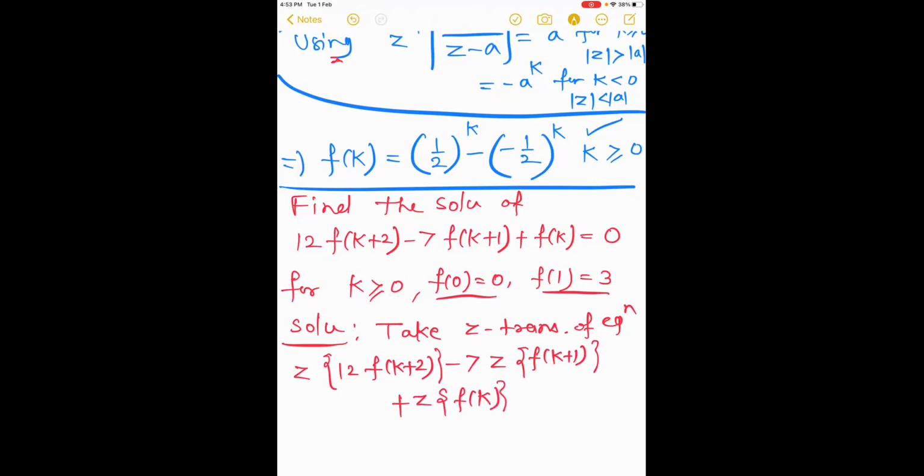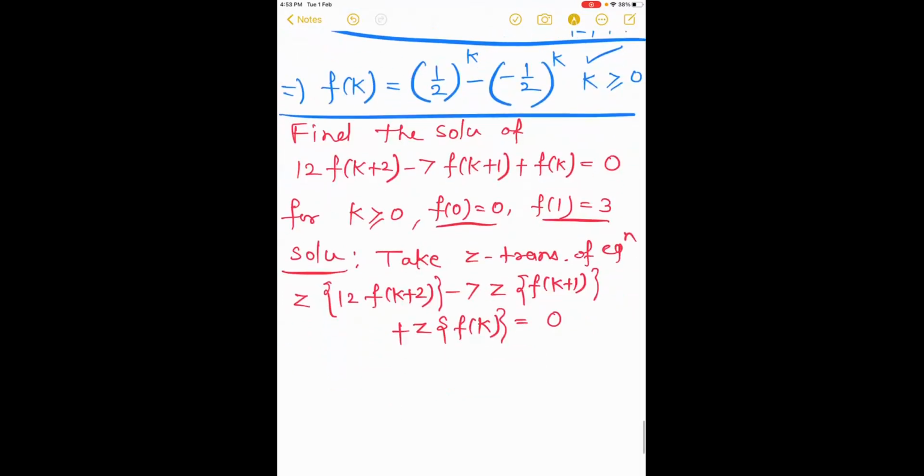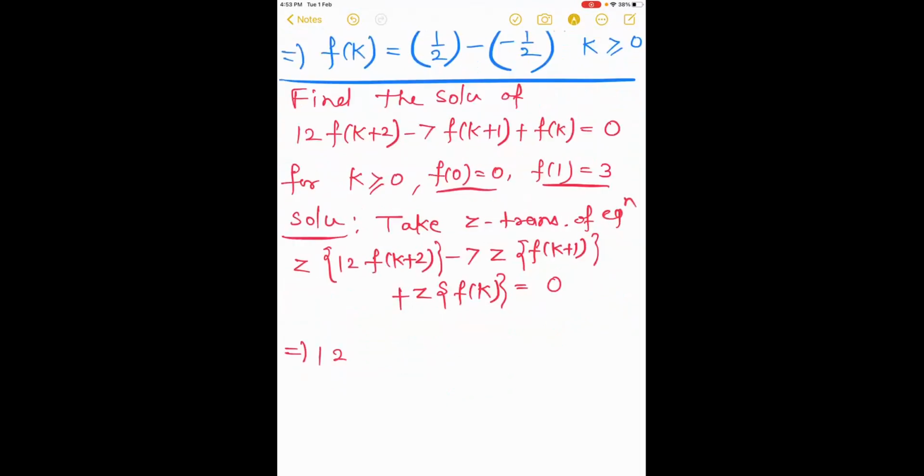Now here one advantage is that right hand side 0 is there. So no transformation on the right hand side, it will be as it is 0. And here you can use the useful result. So 12 constant outside and this term transformation can be written as Z square into F of Z minus Z square into F of 0, minus Z into F of 1. Yes, very good. So that's the first term.